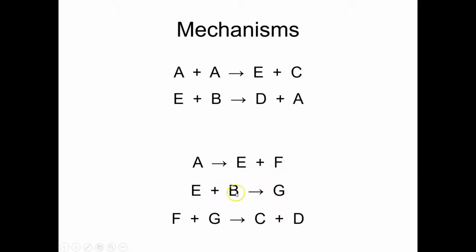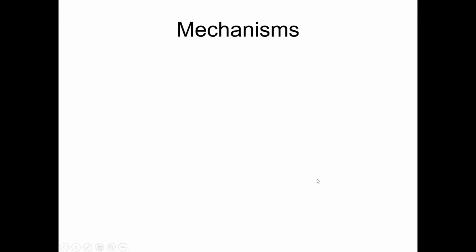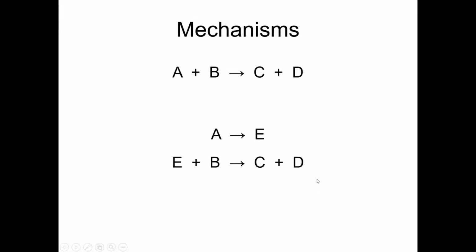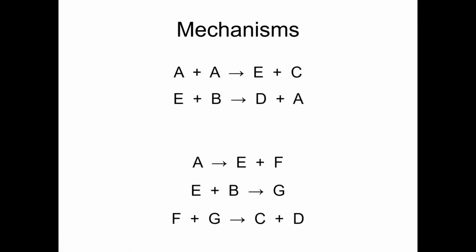Intermediate E reacts with the molecule of B to give some other intermediate G. Now F and G react together to form C plus D. E, F, and G are all intermediates that are formed and then consumed. If you add this all up, you'd get A plus B gives you C plus D. And I could write more. So what I've done here is I've given you 4 possible mechanisms that would all add up to A plus B gives you C plus D.